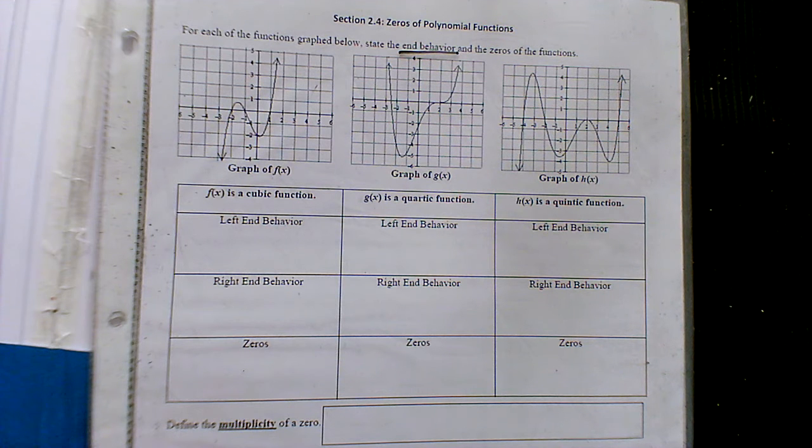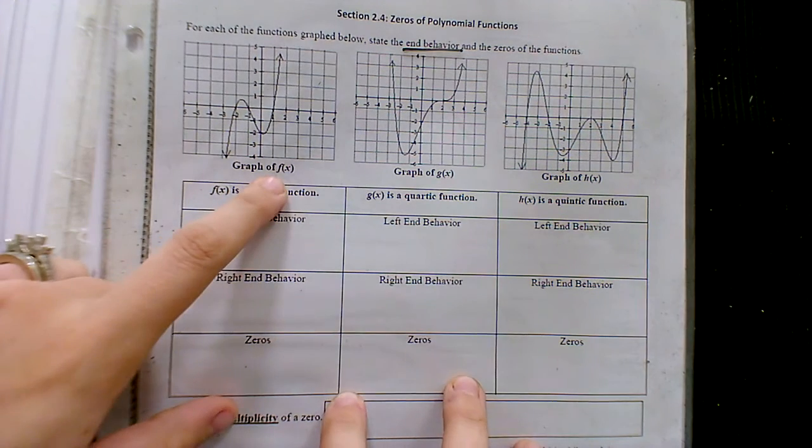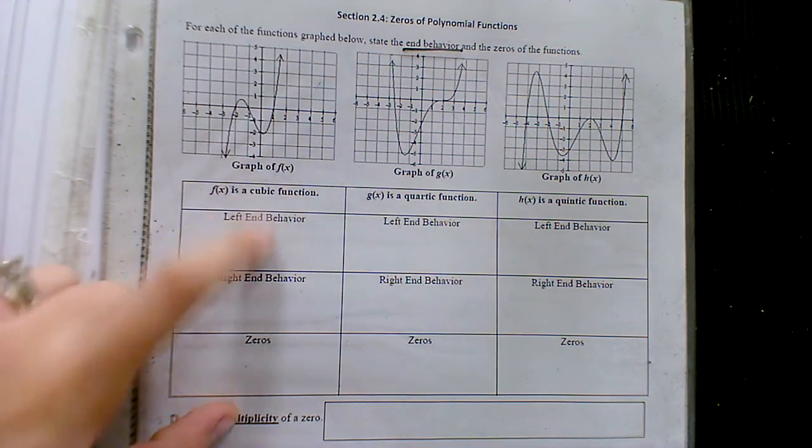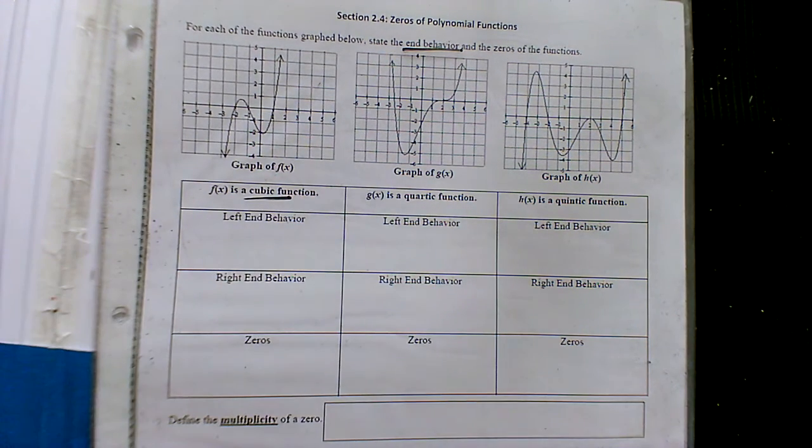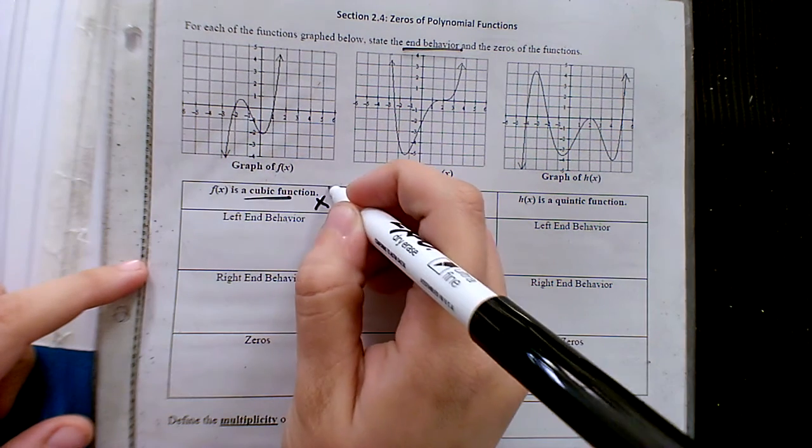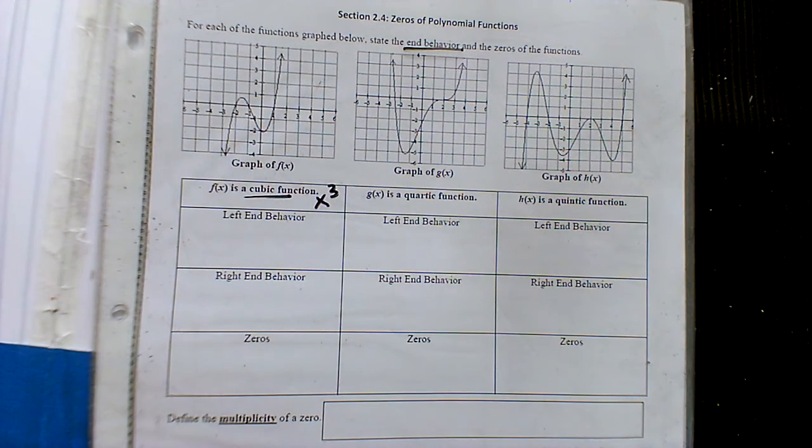Now, when we describe it, we're going to use mathematical language. We're not just going to say up or down. We're going to do mathematical language. So we have three graphs that we're going to explore on this first page. We're going to start off with f of x, and they're telling us that it's a cubic function. It kind of has that S shape to it. So we know that the highest power is a 3. Cubic meaning 3.